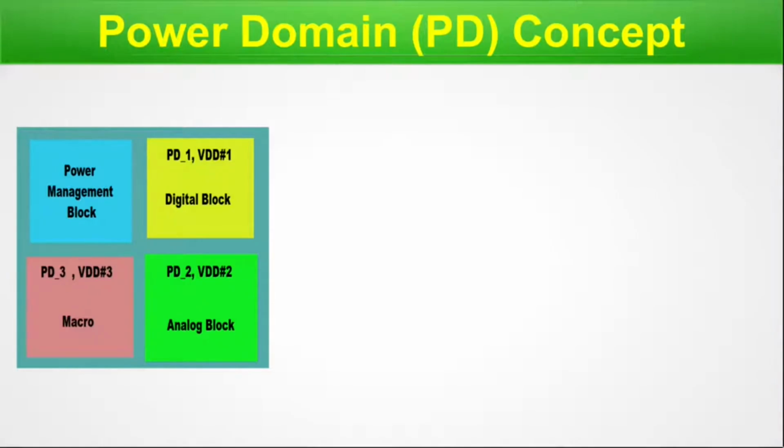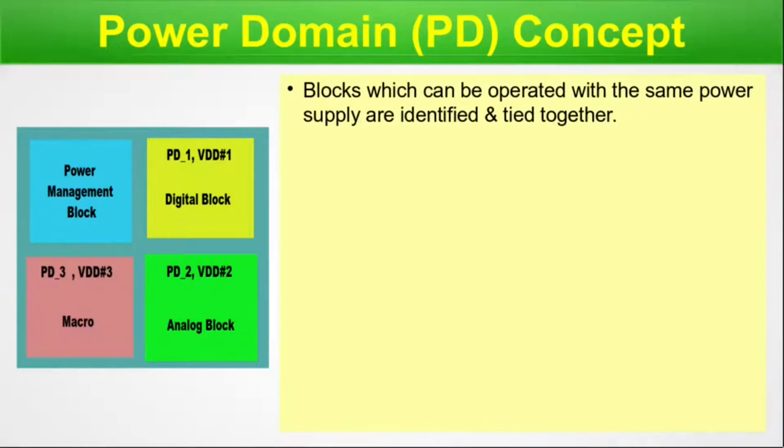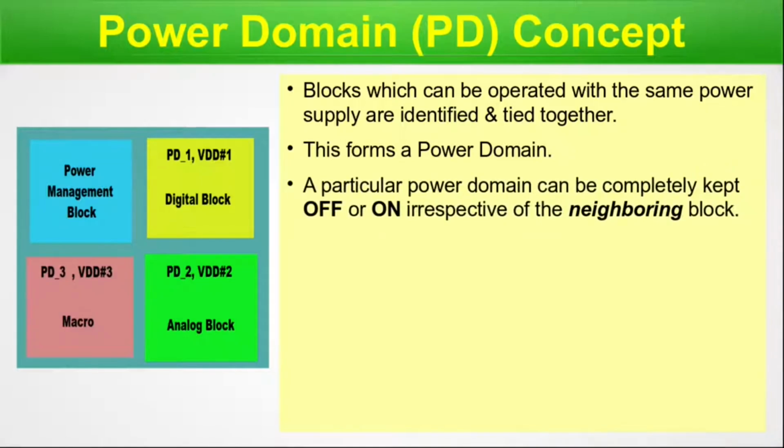So, let's start the description. Blocks which can be operated with the same power supply are identified and tied together. This forms a power domain, as I have shown in the left side picture. A particular power domain can be completely kept on or off, irrespective of the neighboring block. So, the three different blocks on the left hand side can operate independently of each other, whether they stay on or off.